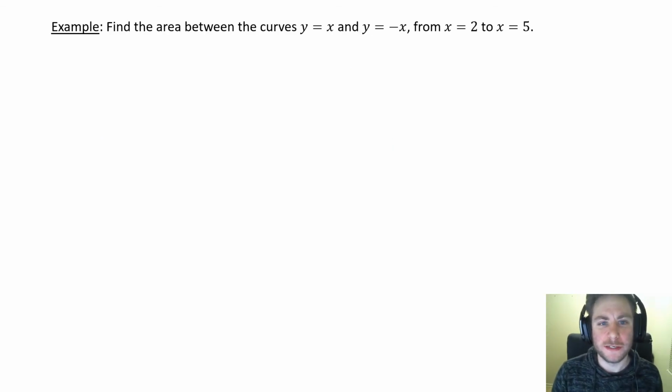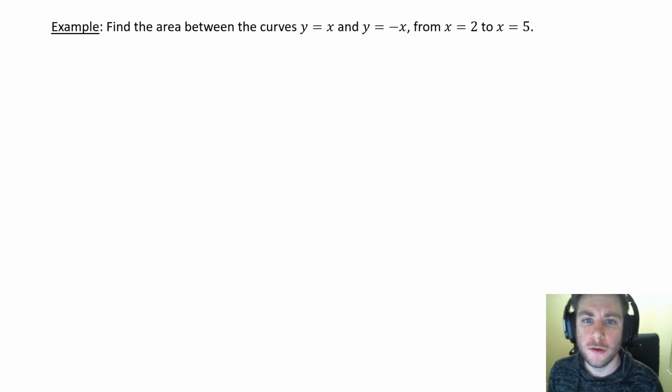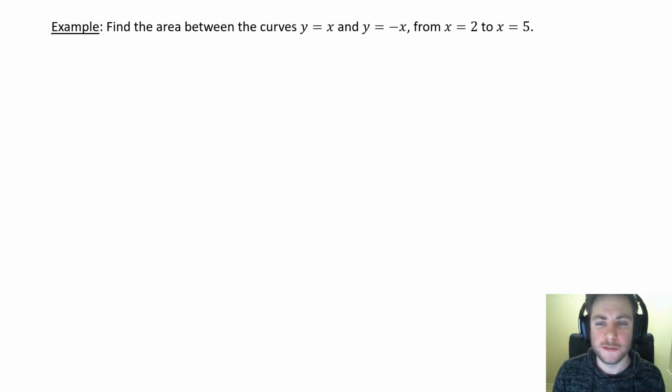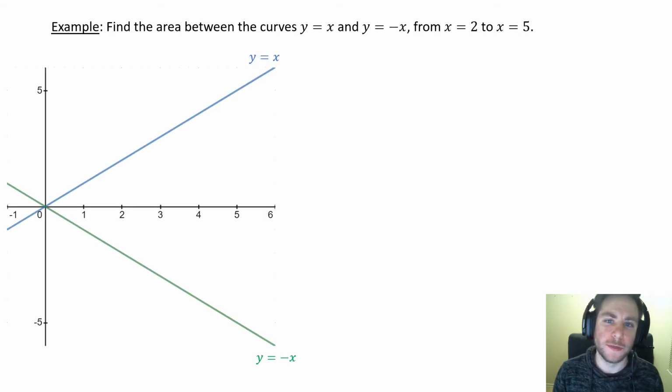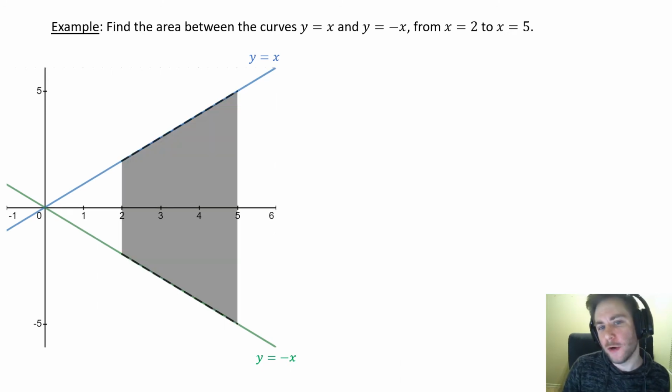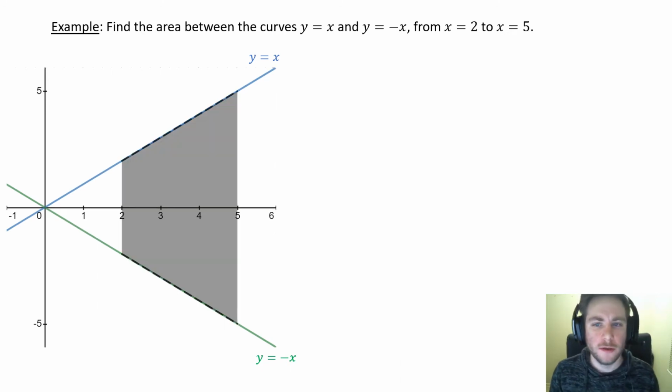Let's put all these ideas into practice through an example. Find the area between these curves from x equals 2 to x equals 5. The first thing I suggest you do with any geometric problem is draw a really good sketch. So graph the curves you've been given and get a good sense of what you're really looking for. When I say between curves, I mean above one curve and below the other. And we're told that we only care about the area which is between the x values of 2 and 5.